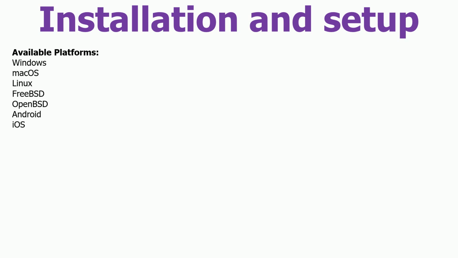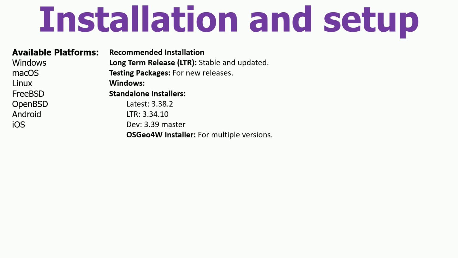If we're talking about the installation, the available platforms are Windows, Macs, Linux, FreeBSD, OpenBSD, Android and iOS. My recommended installation is the long-term release, stable and updated, with test packagings for new releases. If you are working on Windows, go to the Windows platform. If you are working on Linux, go for the Linux platform. From here you can choose whatever platform you want, but in this course I prefer Windows 10.